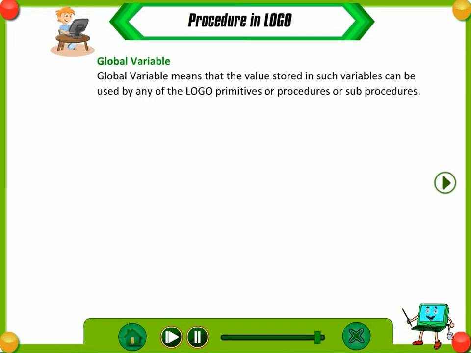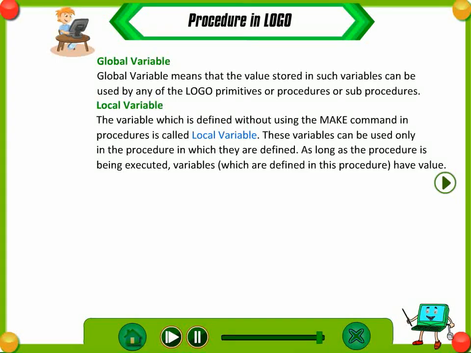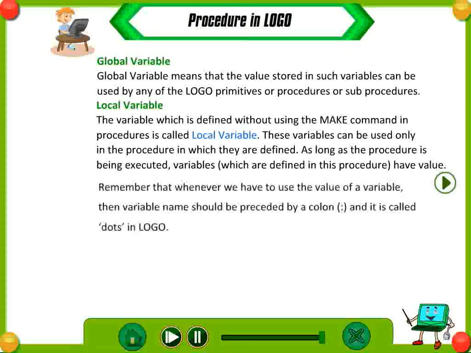Global variable. A global variable means that the values stored in such variables can be used by any of the Logo primitives, procedures, or sub-procedures. Local variable. A variable which is defined without using the MAKE command in procedures is called a local variable. These variables can be used only in the procedure in which they are defined. As long as the procedure is being executed, variables defined in it have a value.